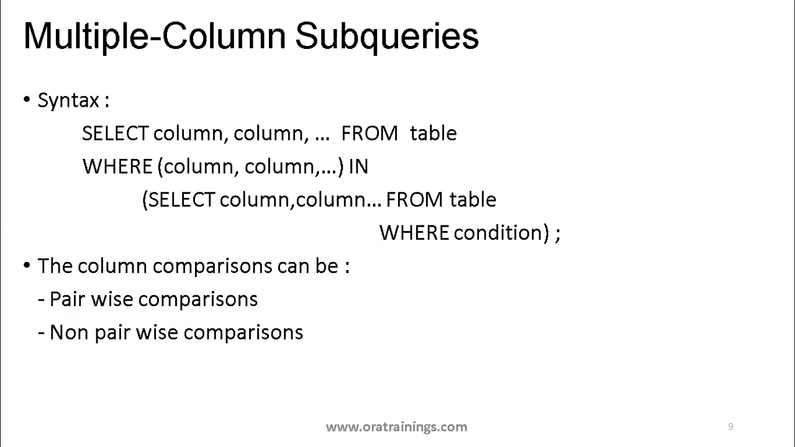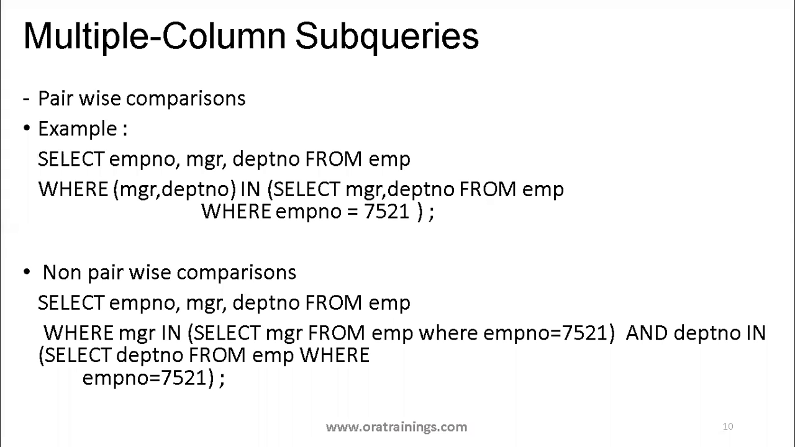Now, multiple column subqueries. So far what we have done is we're trying to compare a single value in the child query. But if you're trying to mention multiple columns, then what is the way we have to deal with it? When you're dealing with multiple column subqueries, there are two ways of comparison. One is pairwise comparison, the other one is non-pairwise comparison. Okay, let us see the example.